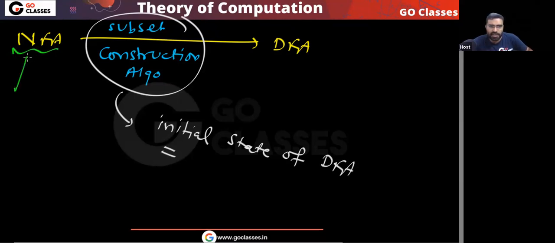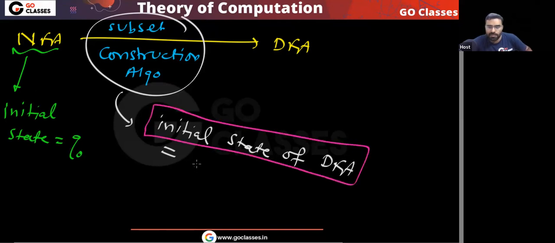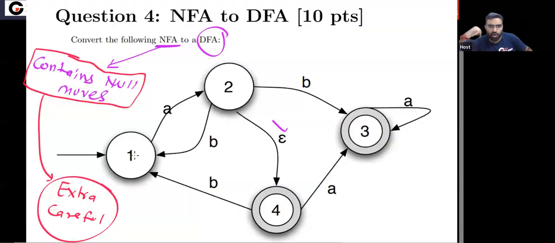Let's assume in this NFA the initial state is Q0. So tell me, what will be the initial state in DFA? That will be the null closure, or I can say the epsilon closure, of Q0. So this will be your answer. Very simple. So you tell me what is the null closure of state 1? That will be 1 only.